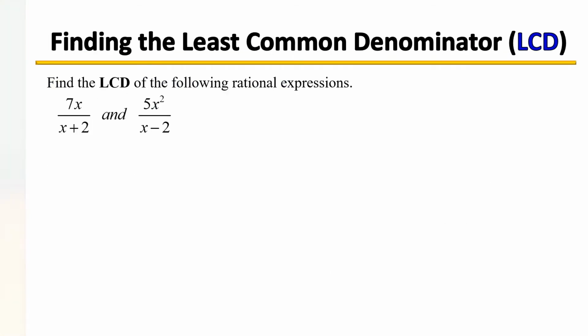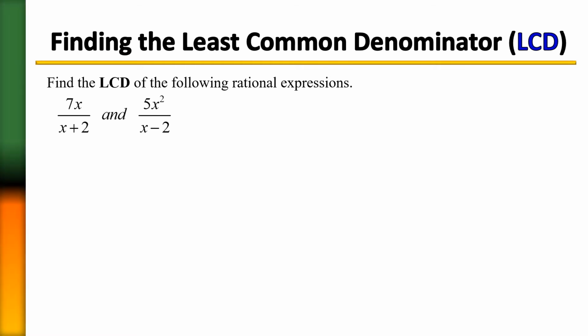In this example, we're asked to find the LCD of a pair of rational expressions. Here we're given rational expressions where the denominators are what we call conjugates. You have x plus 2 and you have x minus 2. Once you notice that your denominators are conjugates, your LCD will be the two of them together. Why? Because they're different. In previous problems, there were coefficients, so you found the LCD of those coefficients.